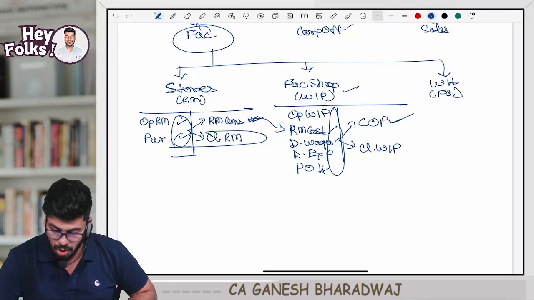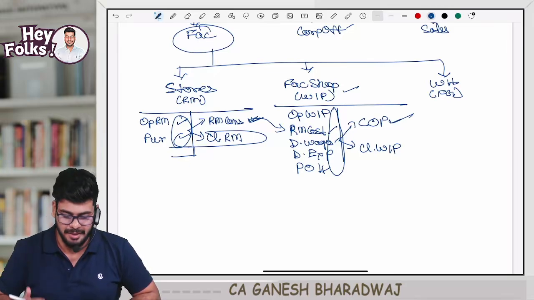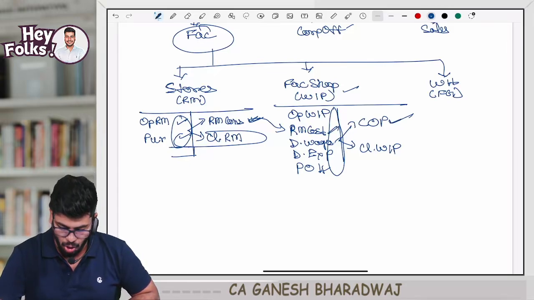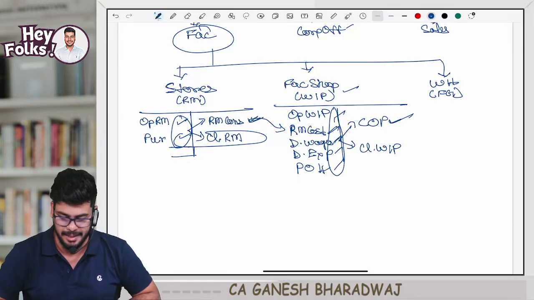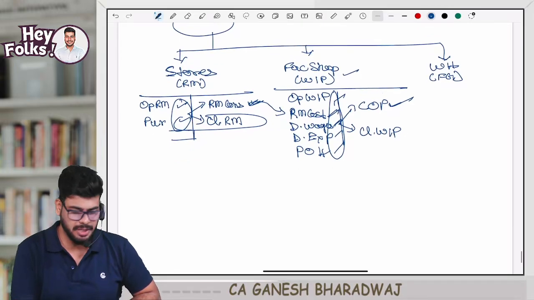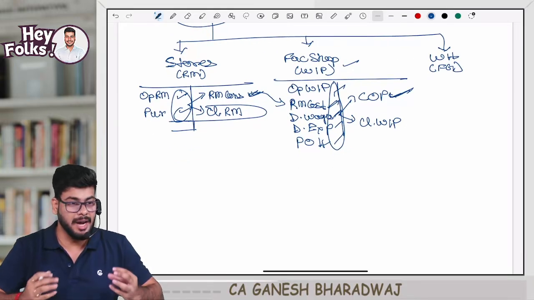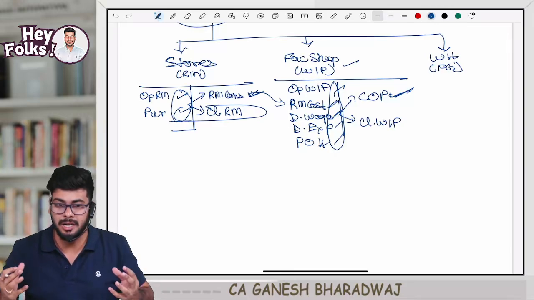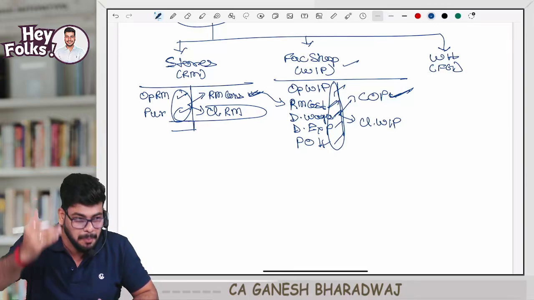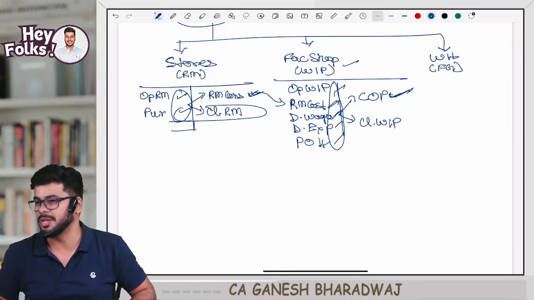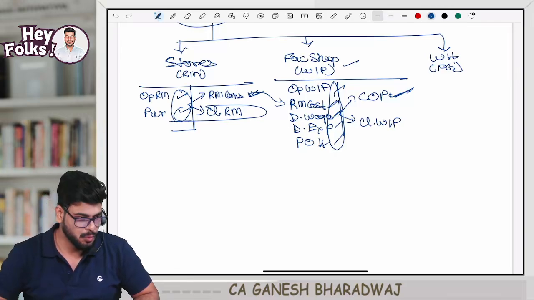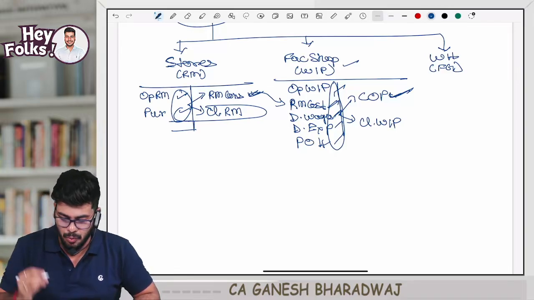Now, this cost of production, can I arrive at it by saying this is nothing but all these costs put together, add it up, right, minus closing WIP. If you do, you will arrive at the total cost incurred in respect of goods completed in this period. Agreeing with me? Now what happens here?